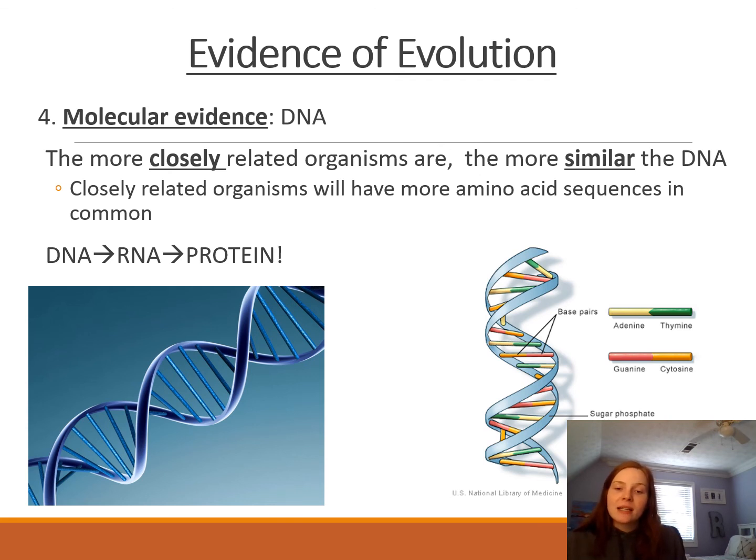So with evidence in terms of evolution and studying evolution, what we do is we sequence an organism's genome, that's all their genes, all of their DNA, and see how many similarities there are to another organism. If there's a lot of similarities, that means they're more closely related. If there's less similarities, that means they're less closely related. It is important to note, if you remember, we use DNA to make RNA to then make a protein. So with the DNA, we're actually going to be looking at the amino acid sequences. So the more amino acid sequences they have in common, the more closely related they are. The less amino acid sequences they have in common, the less closely related they are.